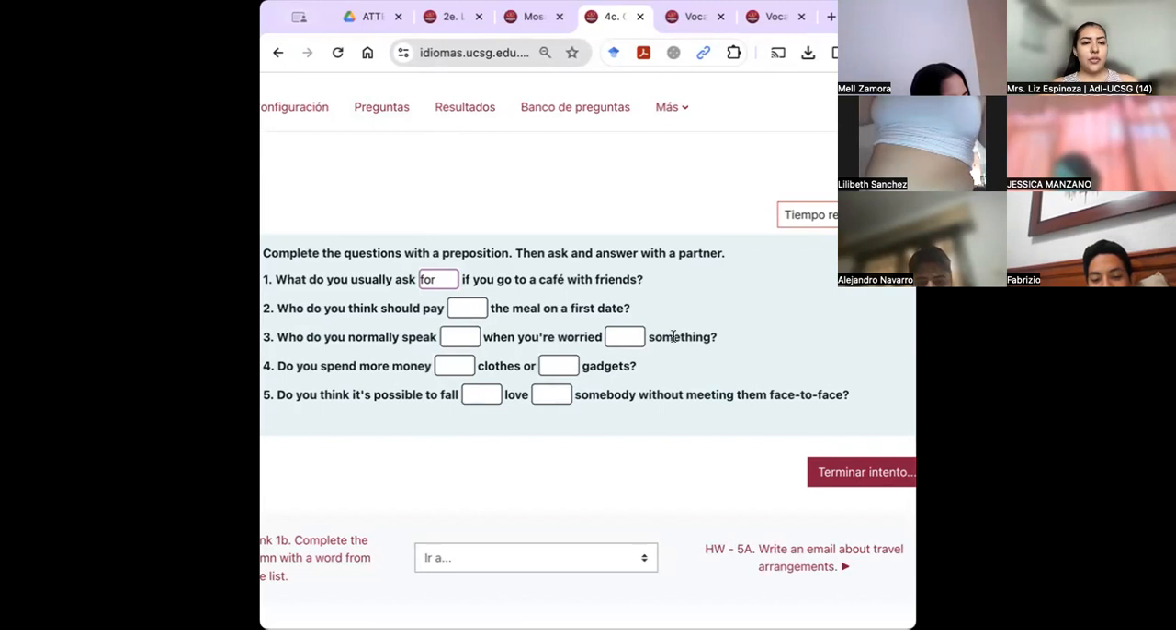Number 2. Who do you think should pay the meal on a first day? Pay. This is something that we used in the previous exercise. Pay. Por would be for. Pay for. Aha. For. Pay for. Excellent.